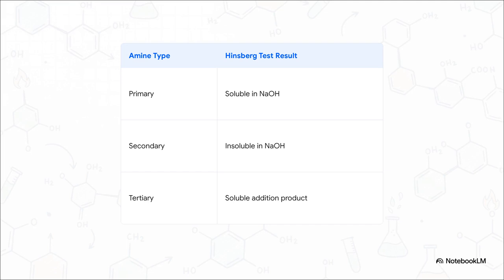We actually use a really similar rule of 3 pacing to sort out amines, but this time using the Hinsberg test. Here, we shake our amine suspect with benzene sulfonyl chloride, and the sorting mechanism is based purely on its solubility in an alkaline solution. Primary amines, they form a soluble sulfonamide. Secondary amines, they form an insoluble precipitate. And tertiary amines form a totally different soluble addition product. So just by observing what dissolves and what doesn't, we can instantly identify our amine.